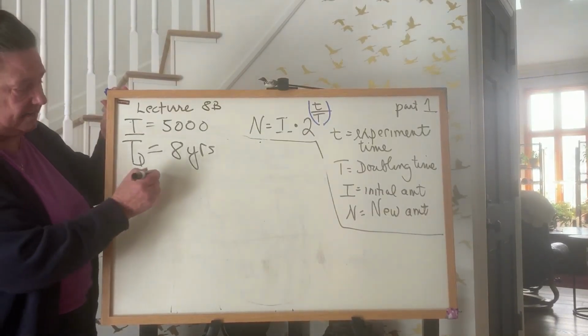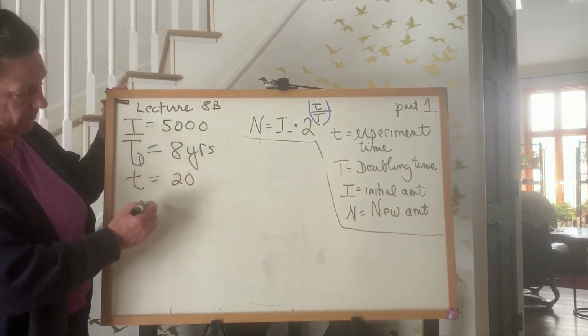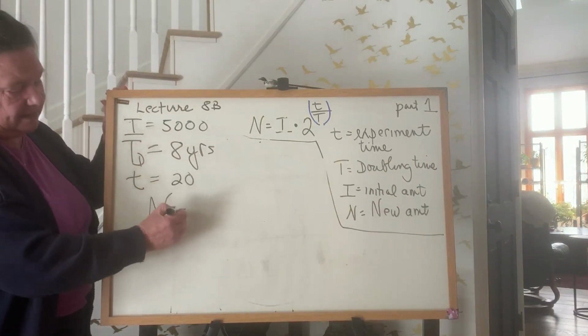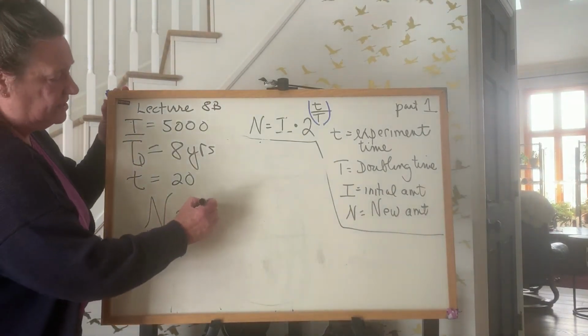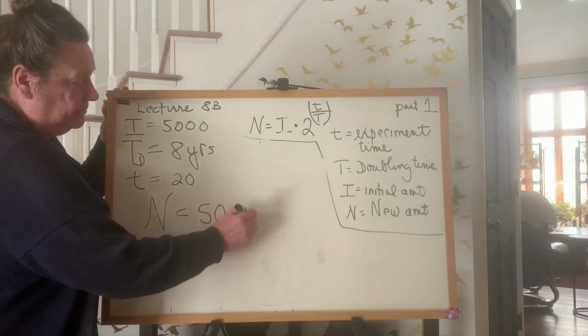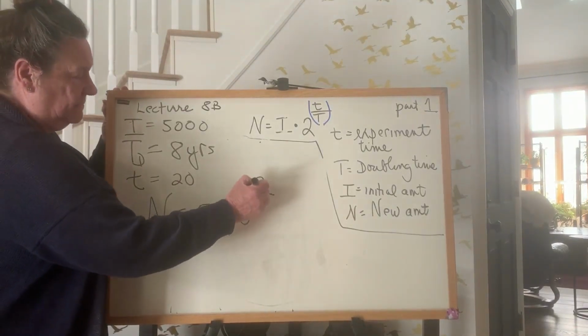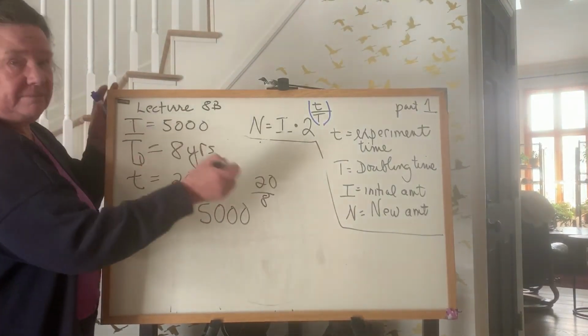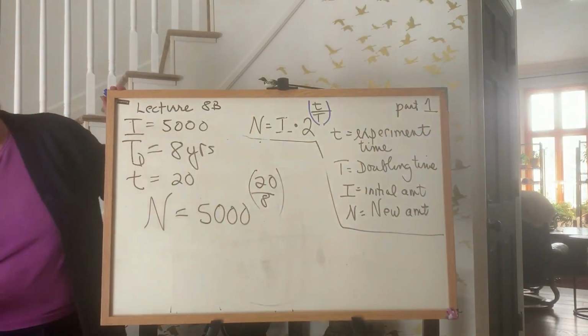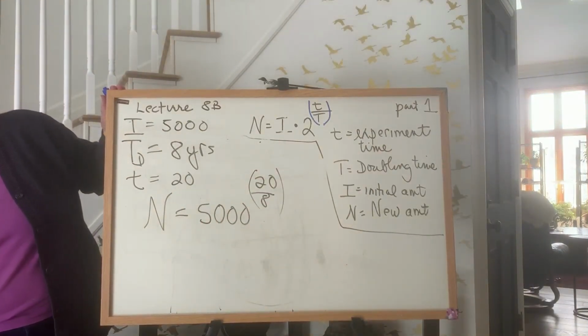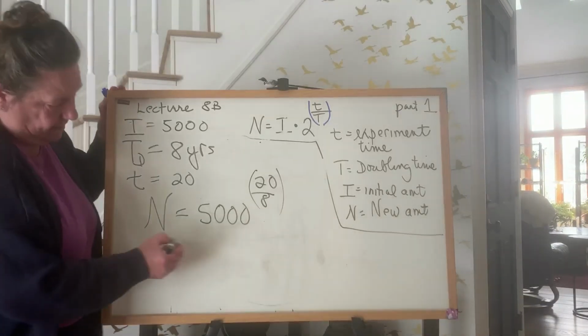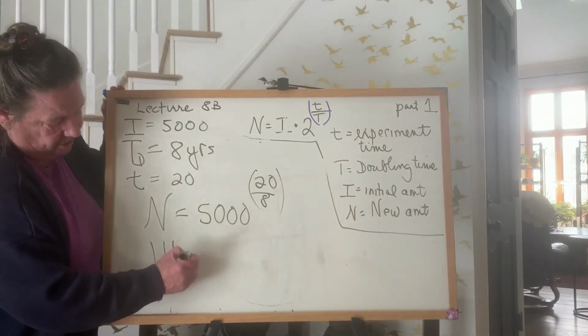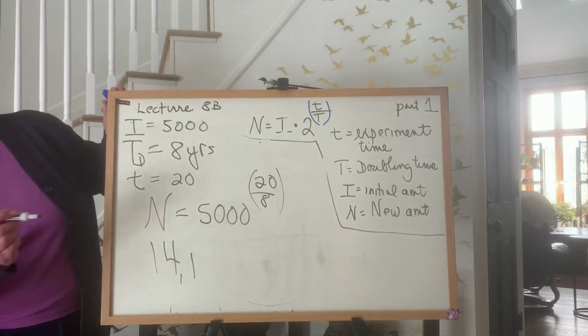That's little t. So, what will it be? The new amount is equal to the initial amount times 2 to the little t over big T. And the answer to that one, you should do it for yourself, is 14,142 people.